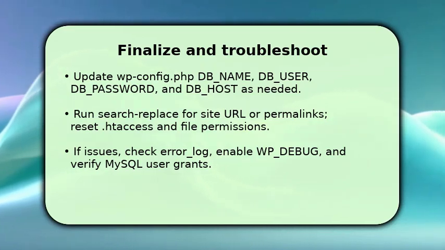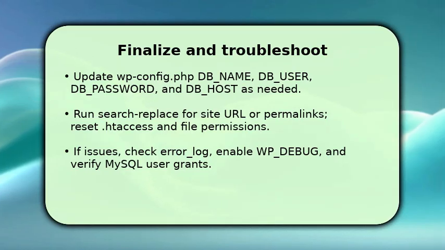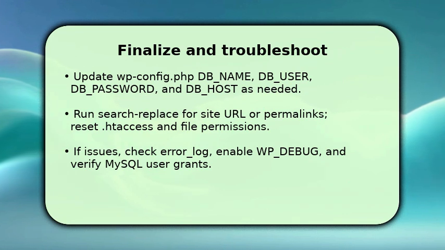If the site shows errors, enable WP debug in wp-config.php to capture messages and check the cPanel error log for clues. If database connection fails, recheck DB user grants and host value.